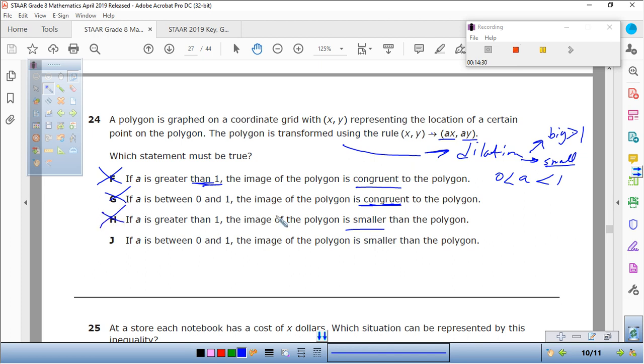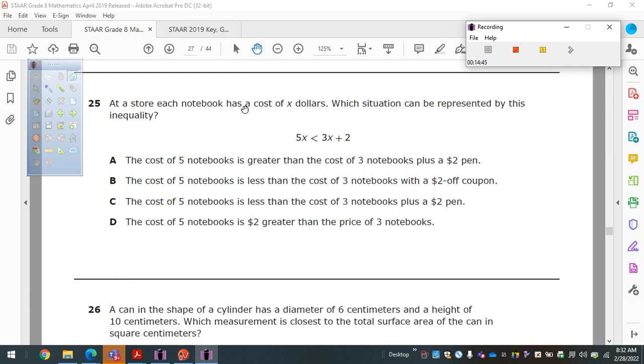Man, this is a bunch of reading. I'm going crazy here. This one says if A is between 0 and 1, the image is going to get smaller. I agree. J is my answer. Pretty easy question on that one. Okay, let's start.